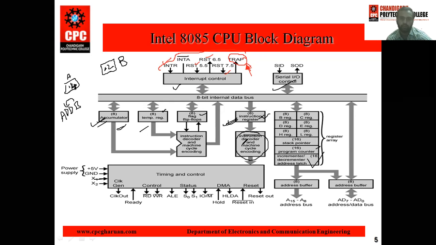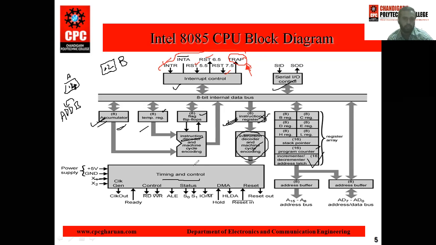Next is the instruction decoder. We have different types of languages, like machine level language, high level language, and low level language, and it can convert your instruction into machine level language. According to that, the signal is provided to your timing and control unit. Okay. So we have discussed the accumulator, temporary register, decoder, ALU, and instruction register.